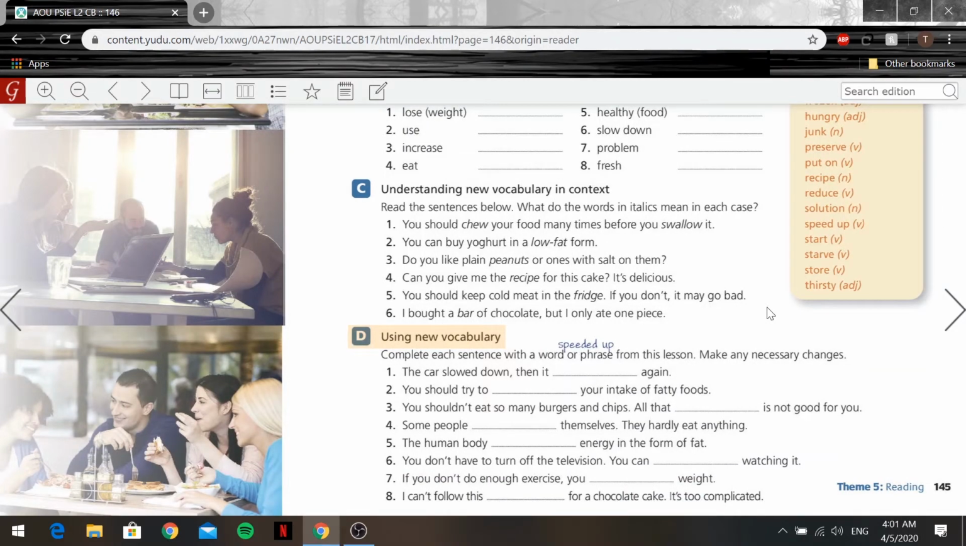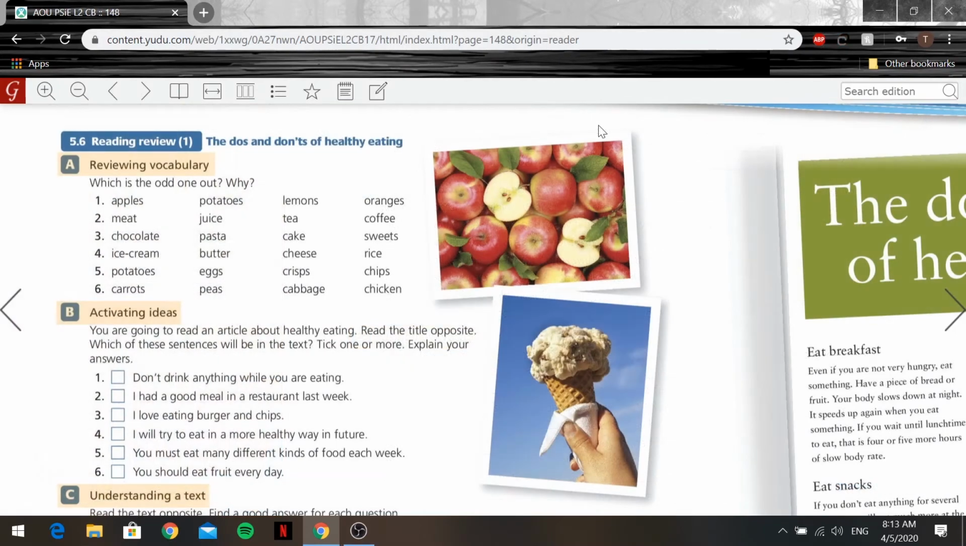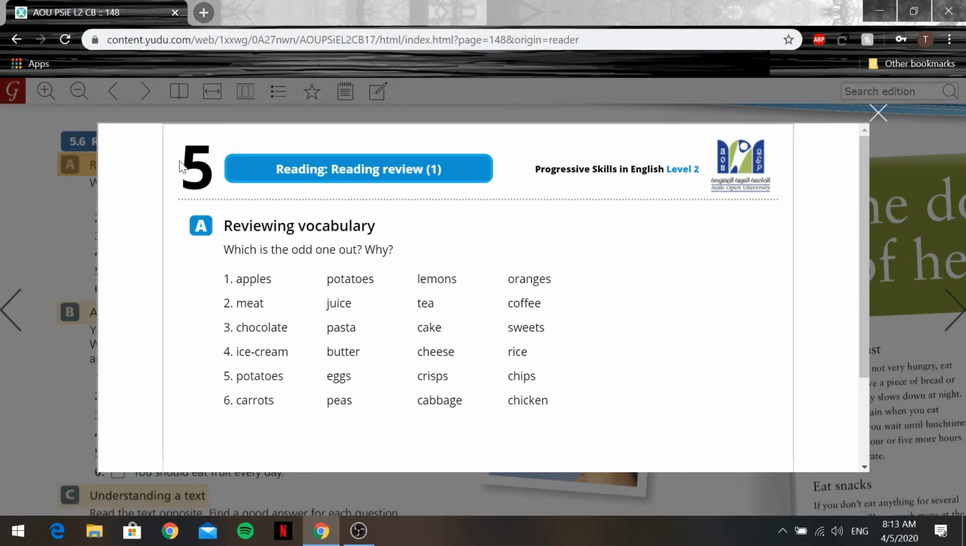Now let's move on. Alright, so now let's go to exercise A, second page here, reviewing vocabulary. Let's take a look. Here we have, which is the odd one out and why? Okay, so here we have four words, and we're going to have to find the odd one out and explain our answer. Okay, so let me give you an example.